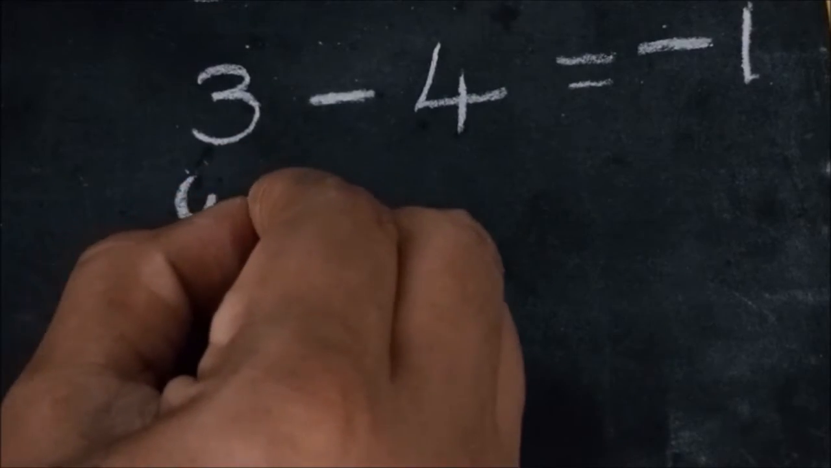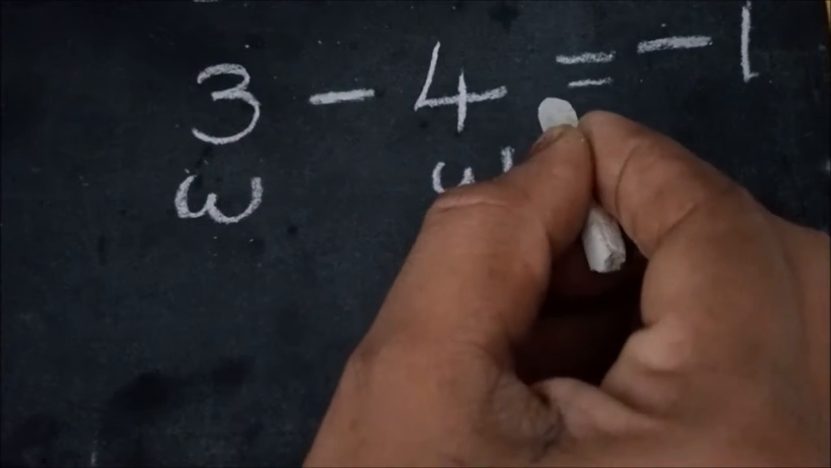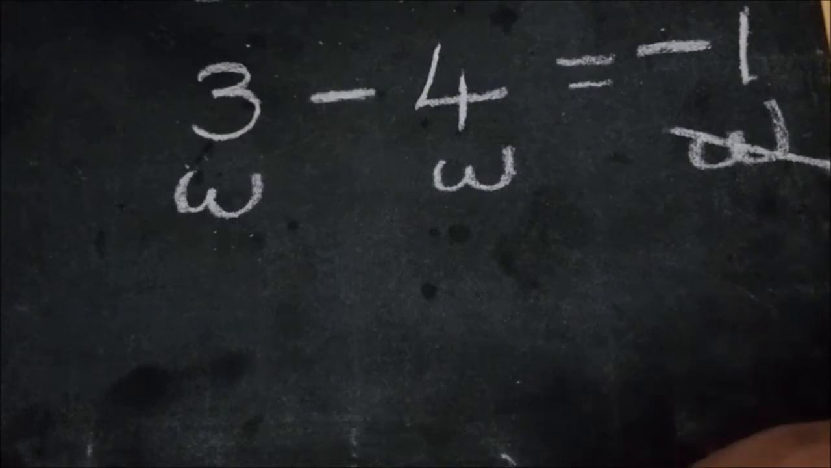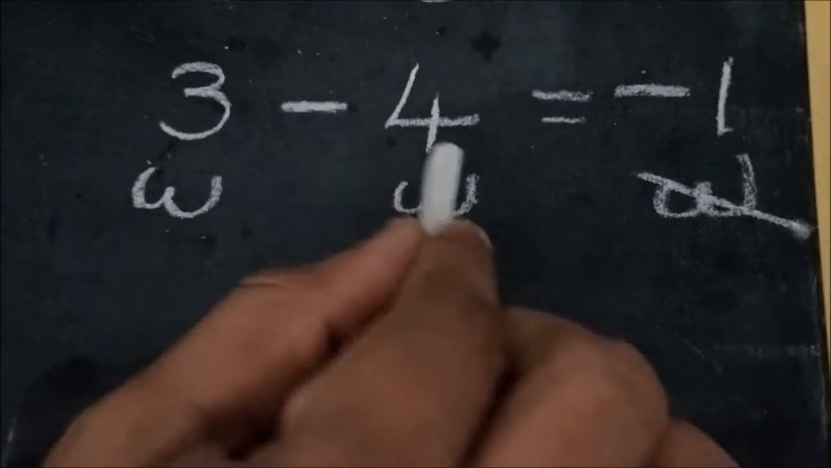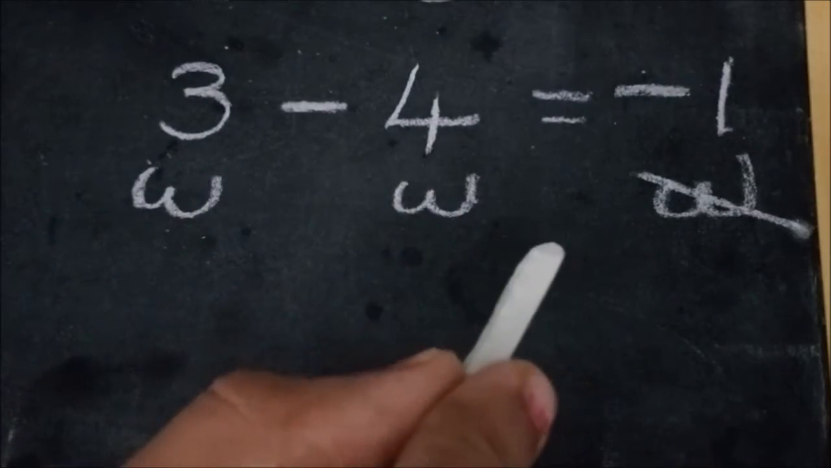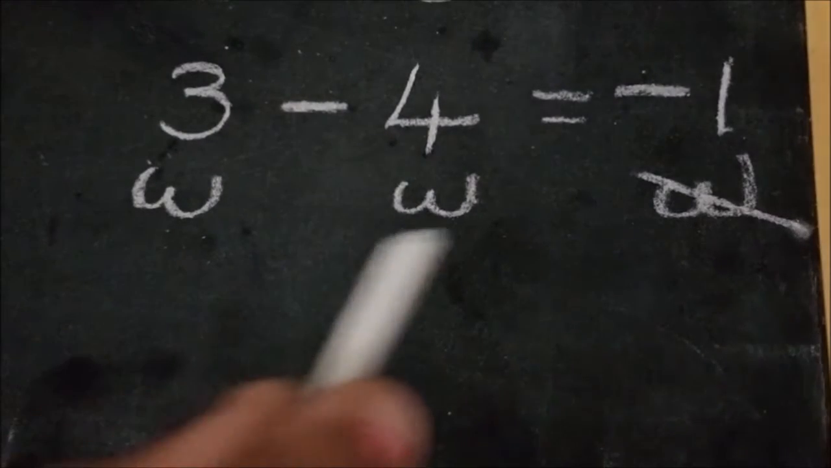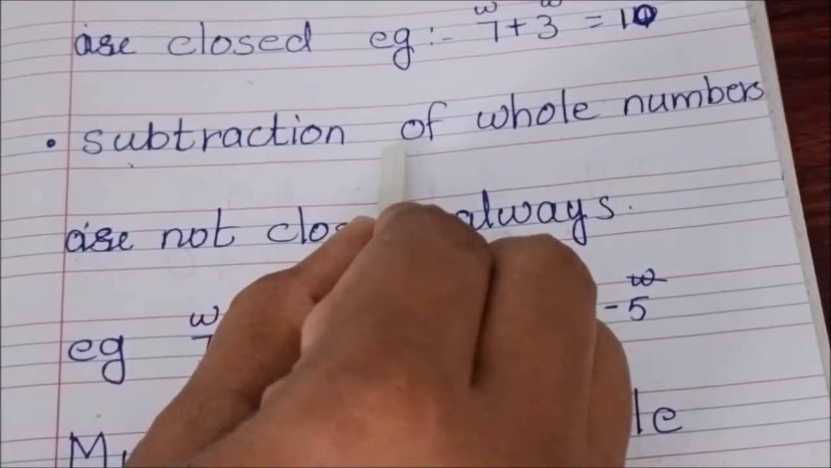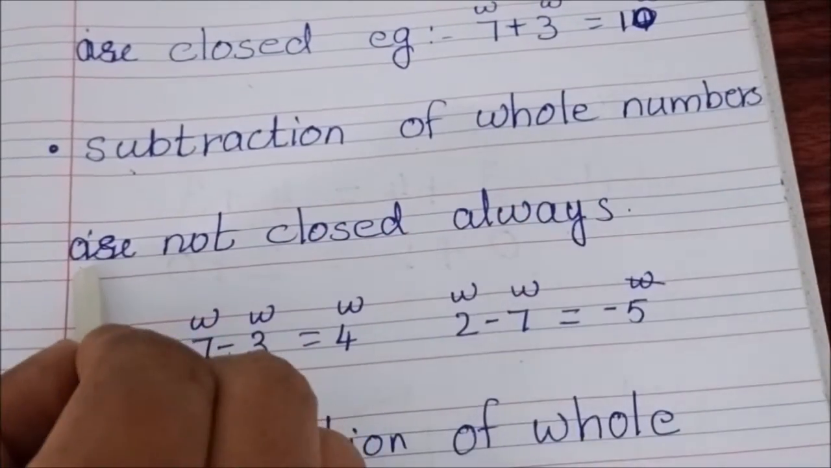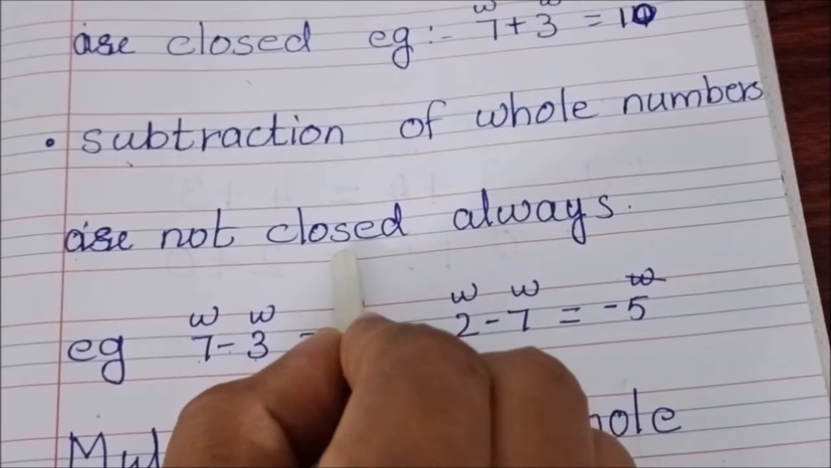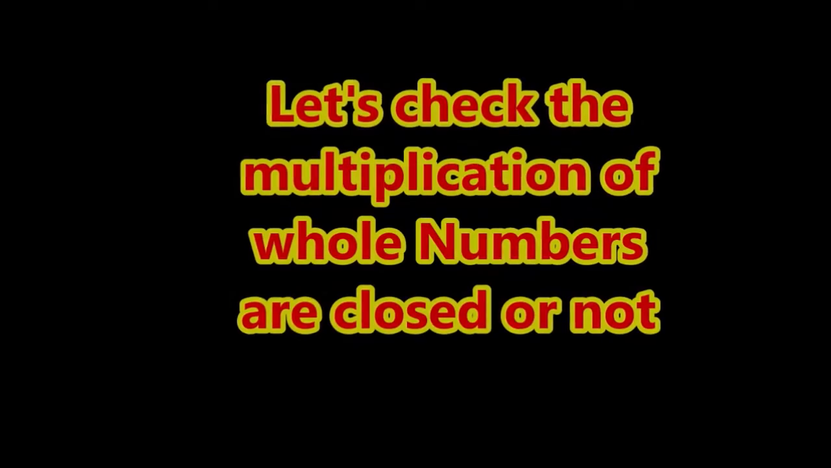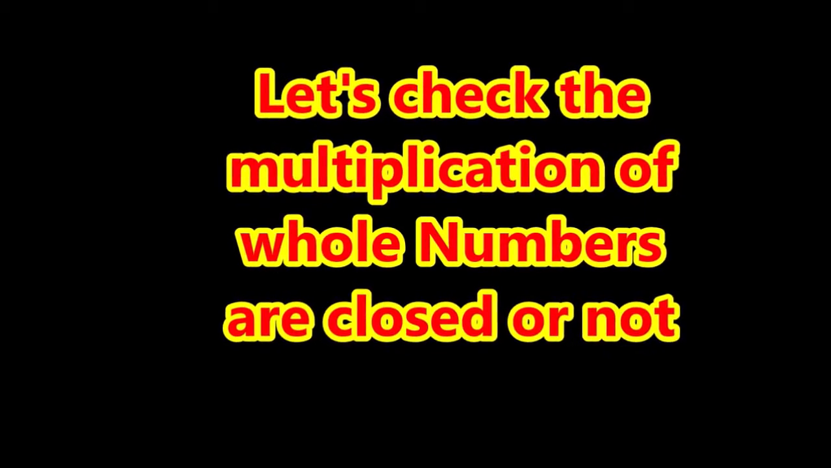So 3 is a whole number. 4 is a whole number, but minus 1 is not a whole number. Alright? Which means when you subtract two whole numbers, the result may or may not be a whole number. Got it? Means subtraction of whole numbers is not always closed. Got it? Now let's check whether the multiplication of whole numbers is closed or not.